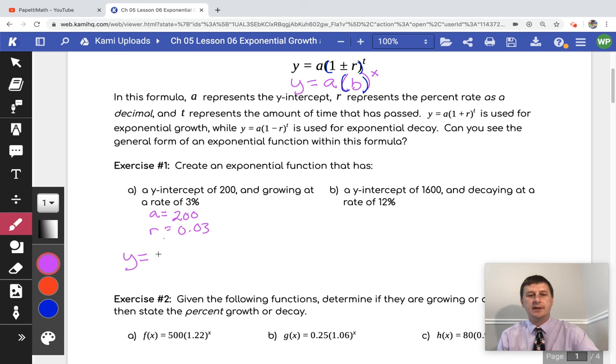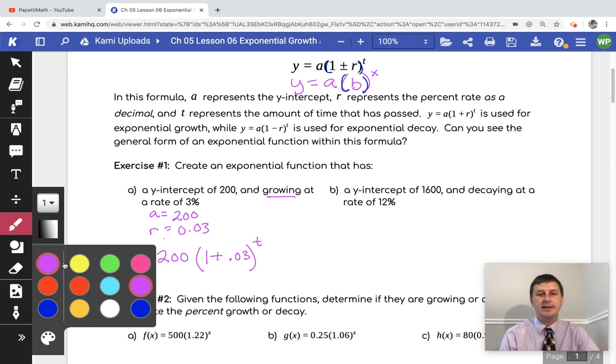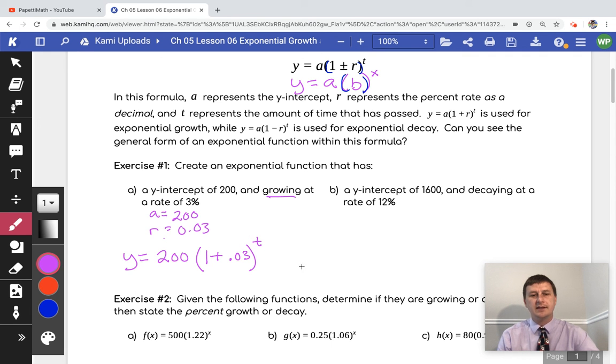So we're going to fill in this formula now. y equals a, but we know a is 200, times 1 plus, because it's growing, 0.03. And then we don't know how long we want it, so we're going to keep that t as the exponent. So again, this is the formula that we could use if we know the y-intercept is 200 and it's growing at a rate of 3%.